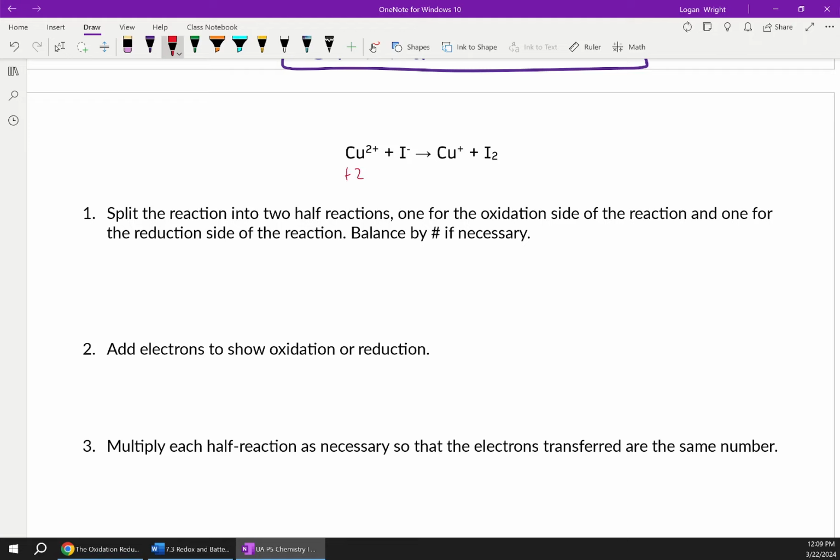Copper is +2 because it's an ion. Iodine is -1 because it's an ion. Copper is +1 at the end. Iodine is 0 at the end.